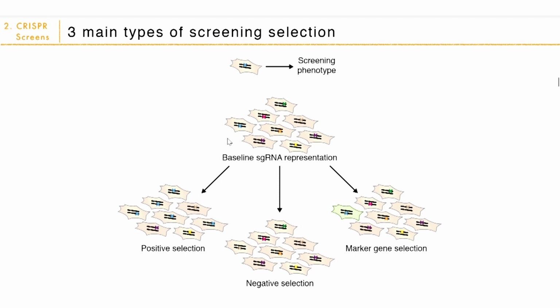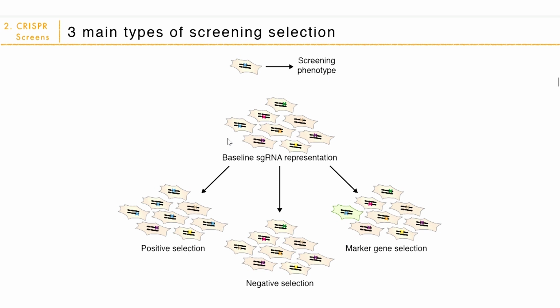Typically, negative selection screens are a bit more difficult to perform and require slightly higher coverage because you are measuring a decrease in signal. And the last one, and perhaps the most versatile one, is the marker gene selection, where you care about one or more genes that lead to your particular phenotype.